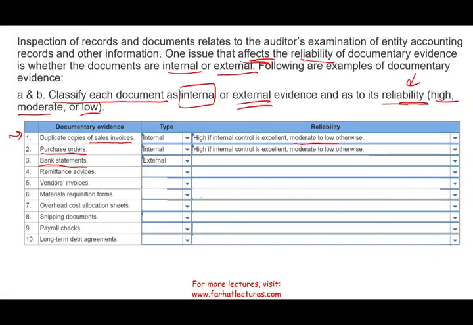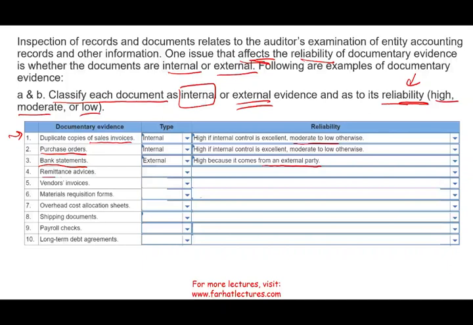Once we know it's internal, now the reliability of that source document becomes high, as long as we control the whole process: receiving the bank document, making sure it's not a made-up document, not a bank statement that was photoshopped by the company. It's high because it comes from an external party, but you don't only rely on the external party. You want to make sure you control this process, that you are receiving this document from an external party.